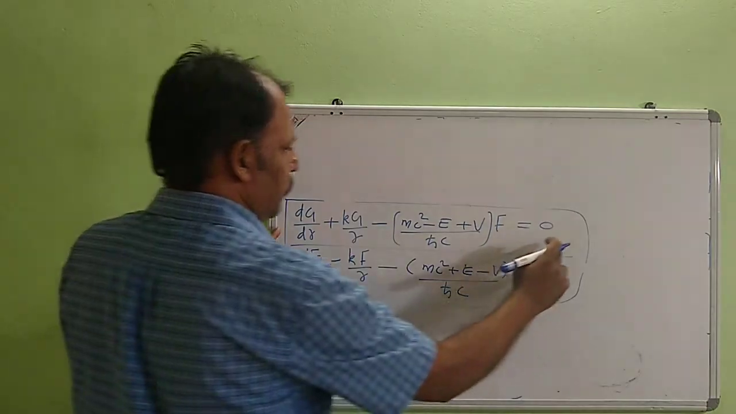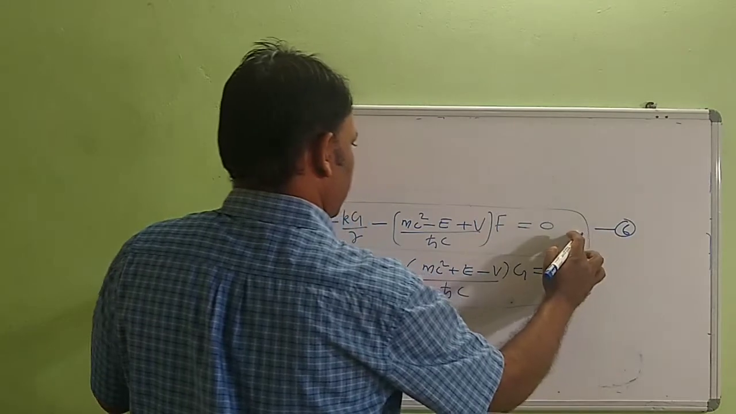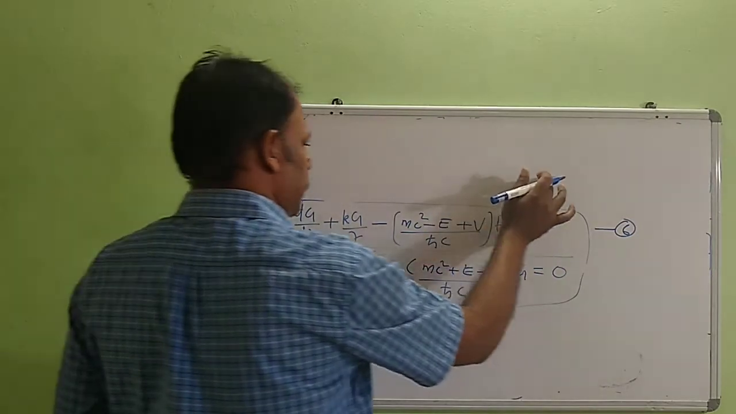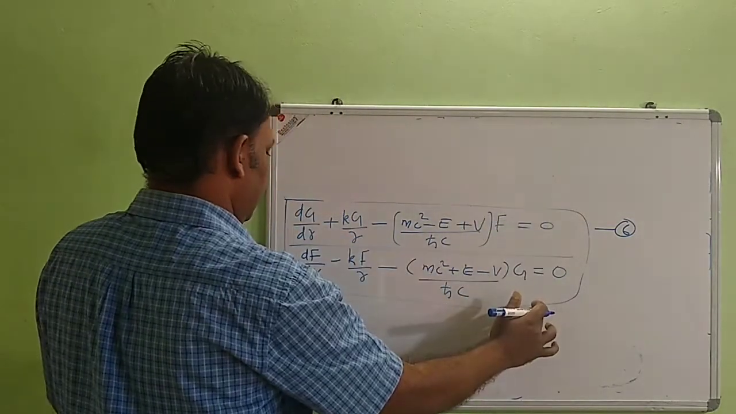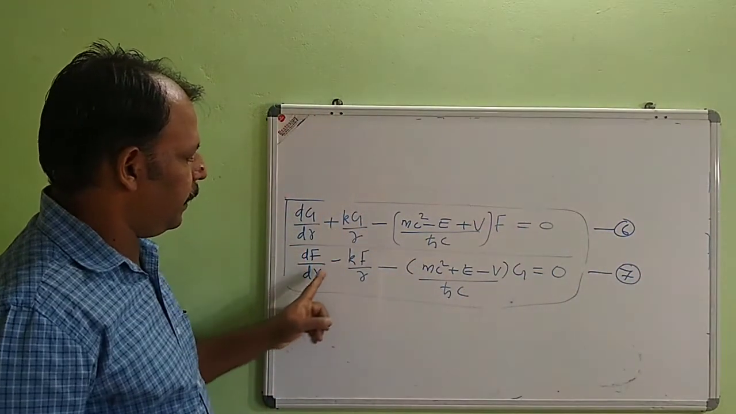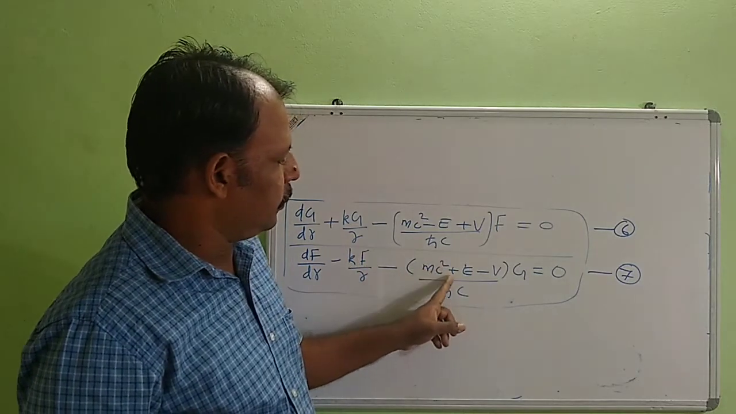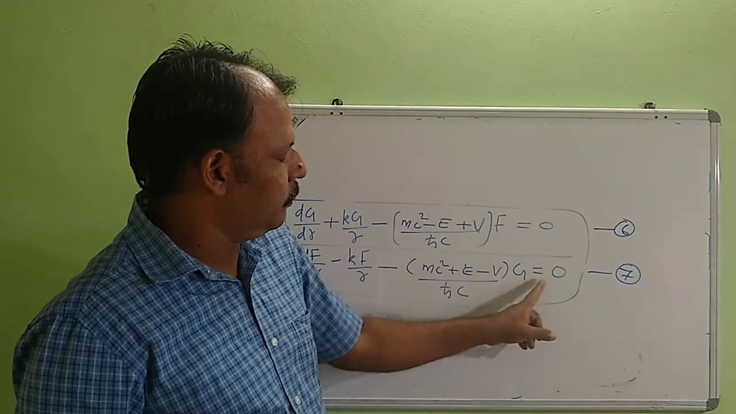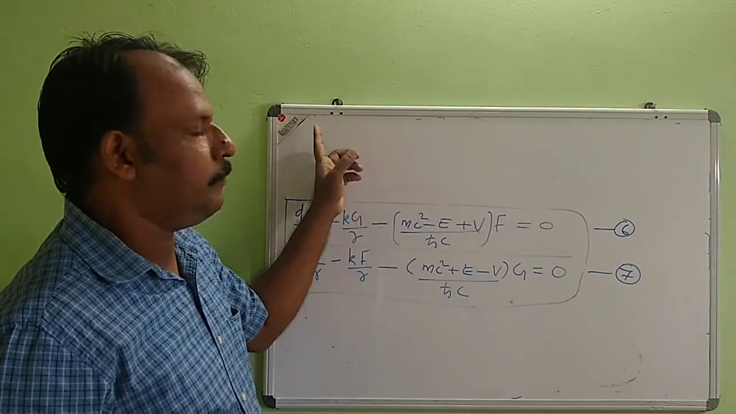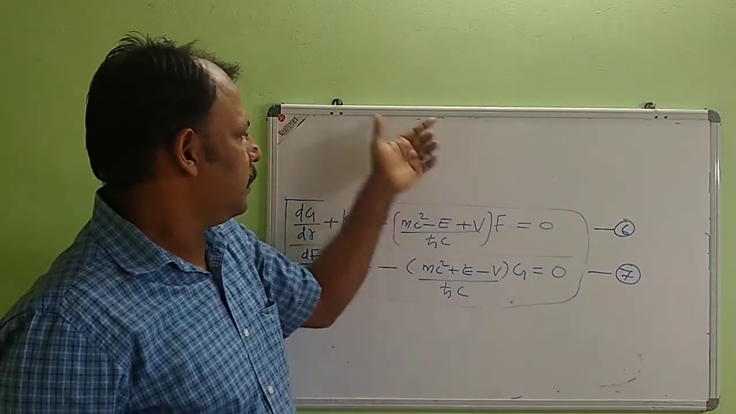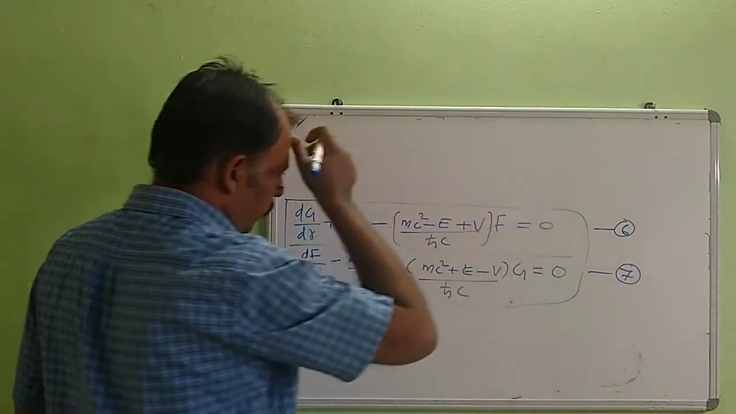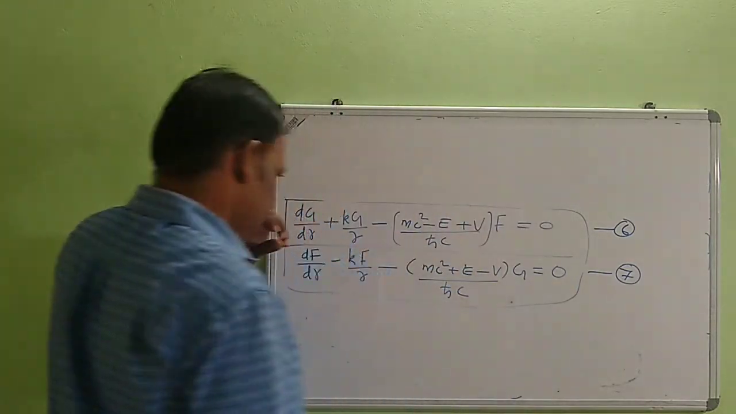So this equation I am taking as equation number 6. Similar to equation 6, the second element on the left hand side we compare with the second element on the right hand side, and we can write equation 7: df by dr minus Kf by R minus mc square plus E minus V by h bar c into G equal to 0. The first equation we get from equating the first elements on the left hand side to the right hand side. In a similar way, equating the second element on LHS to RHS, we get equation number 7.